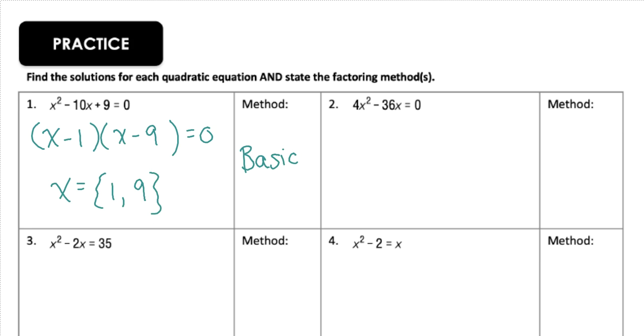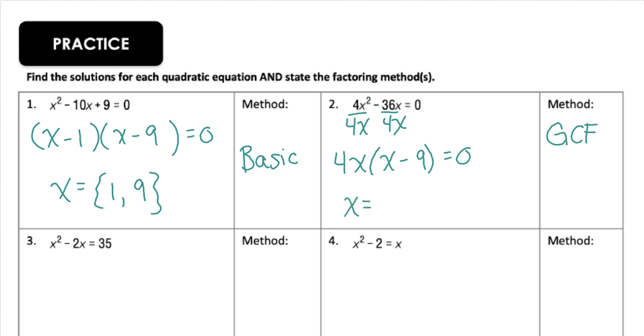All right, looking at number 2, I can see that 4 and 36 and the x all have a GCF. So I'm going to start with the GCF and see what I'm left with and see if I need to do another method after that. Dividing out their common factor, which is 4x, that is going to come out in front, and I'm going to be left with an x and a -9. Looking at that, I have no quadratic left in there, so I don't need any other methods. I can just find my solution. So the solution for 4x is 0, and the solution for x minus 9 is 9.